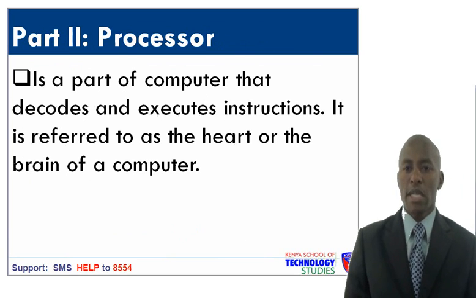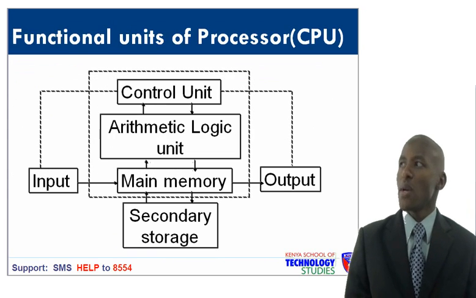Now let us look at part 3. The processor is a part of a computer that decodes and executes instructions. It is referred to as the heart or the brain of a computer-based system. These are now the functional units of a processor, and there we have the diagram representing the functional units of a CPU.